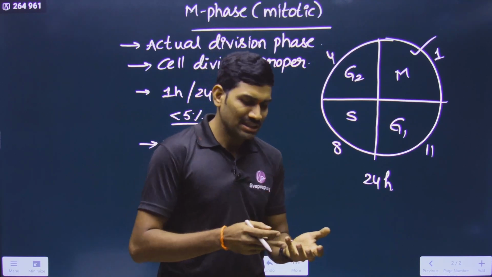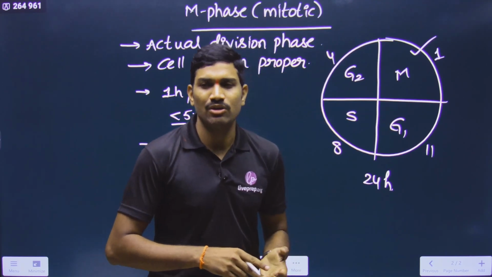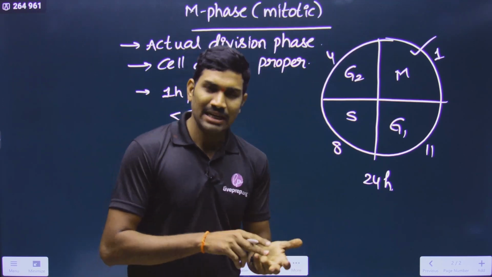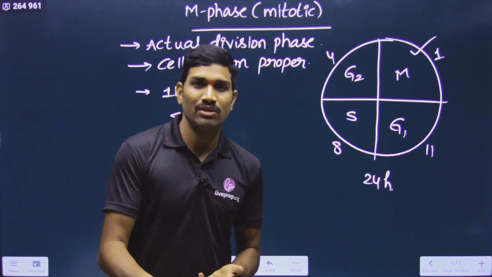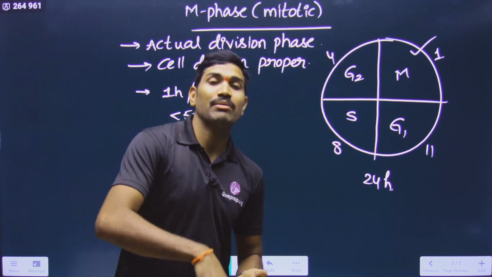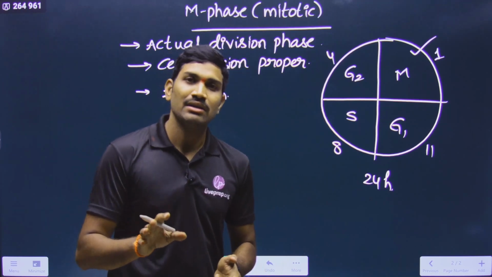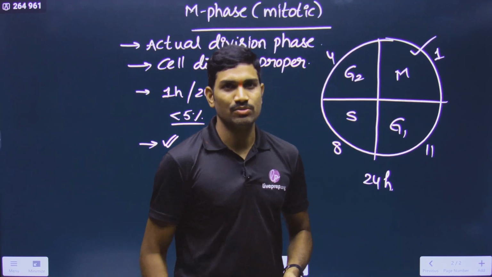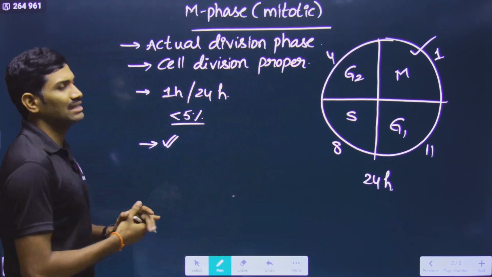But anyhow, we already studied that it is called equational division because the ploidy of the parent cell and the ploidy of the daughter cells are the same, and it is called somatic cell division because somatic cells divide by mitosis. Understood or not? But mitosis occurs in both somatic cells and germ cells. Please remember this point. This is some basic information that they have given.